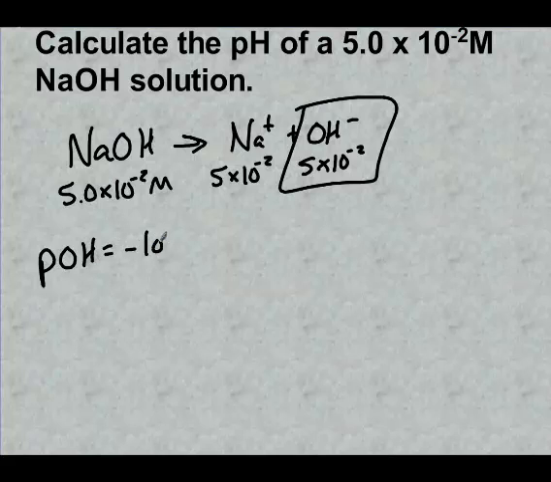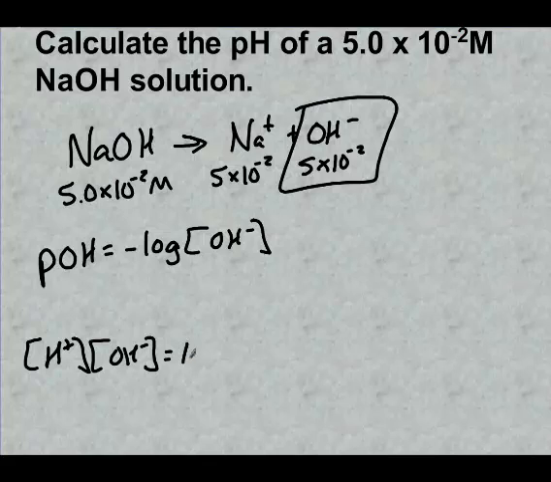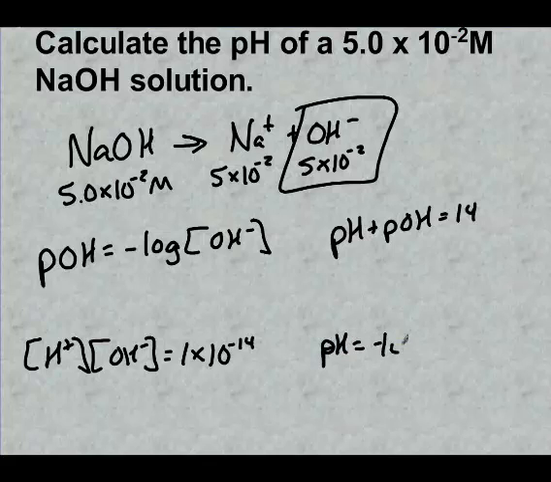You can solve it one of two ways. You can either use pOH is equal to negative log of OH concentration and find my pOH, or you can use H times OH equals 1 times 10 to the negative 14th and find H, and then find pH. If I go with the top route after this equation, I would use pH plus pOH equals 14. While if I go the bottom route, then I would do pH is equal to negative log of my H concentration.